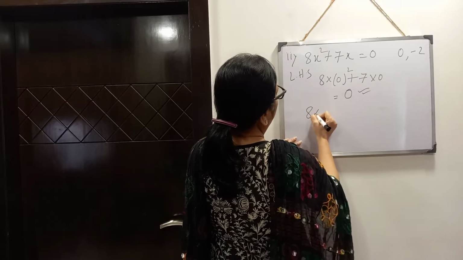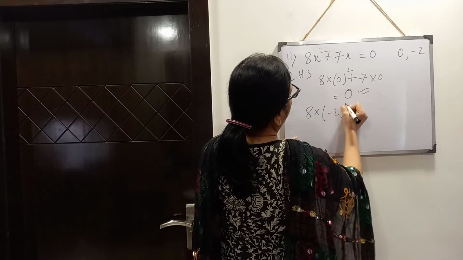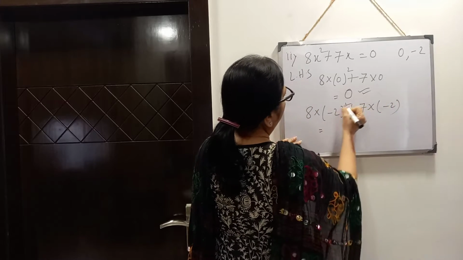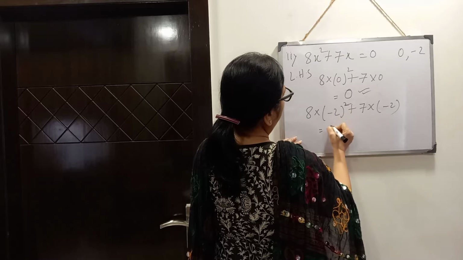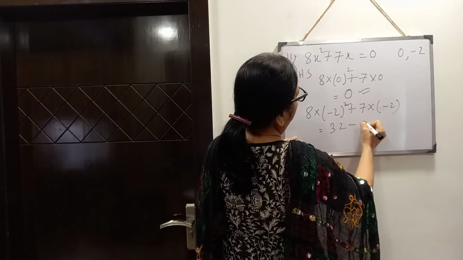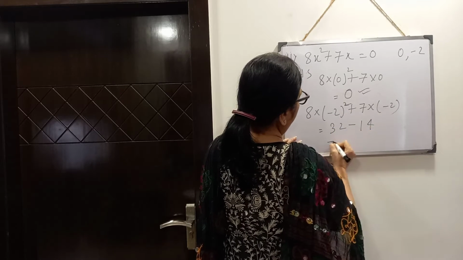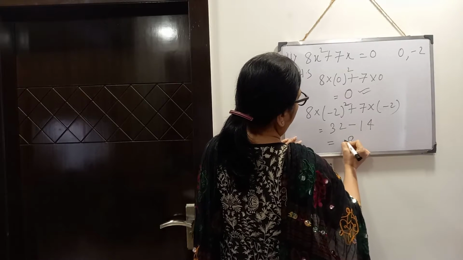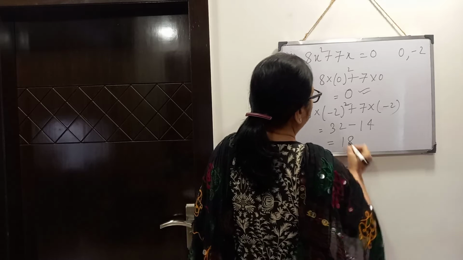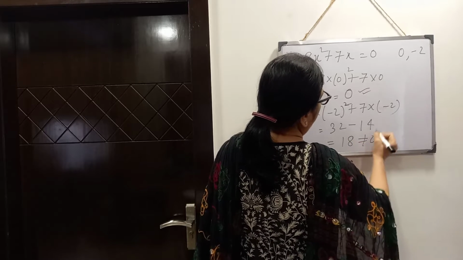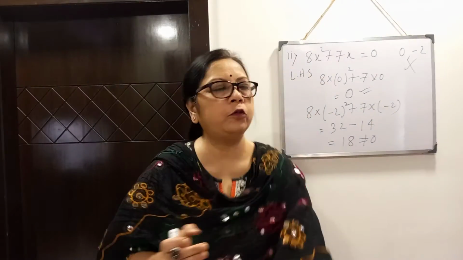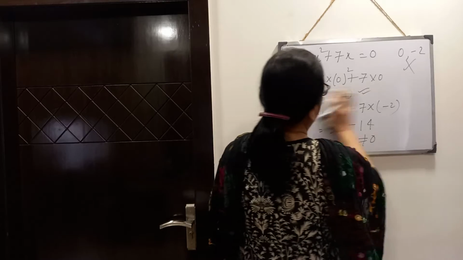And if I put minus 2, so 18 is coming, not equals to 0. So this is satisfying, but this is not satisfying. So these are not the roots. Both should satisfy the given equation.